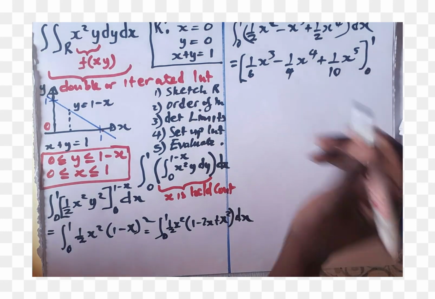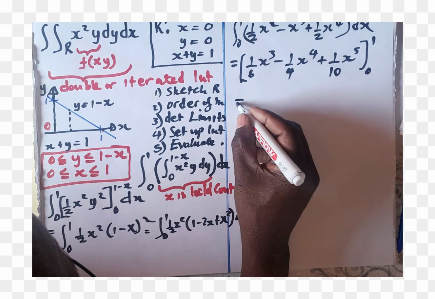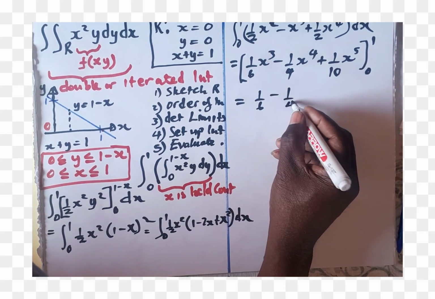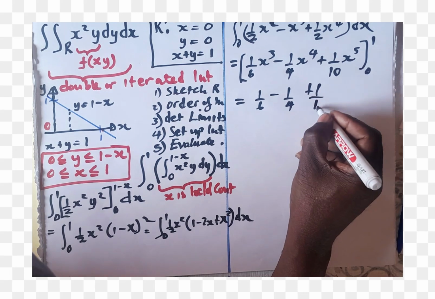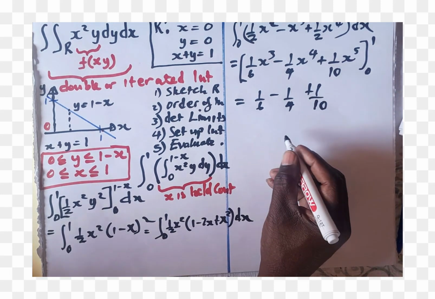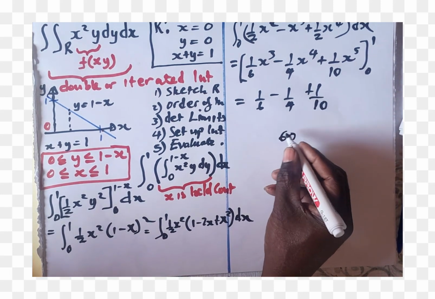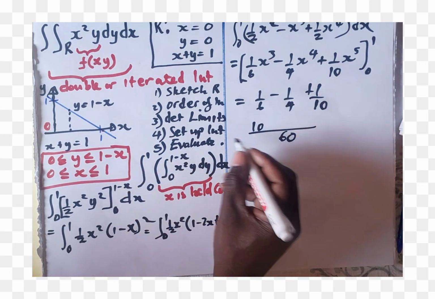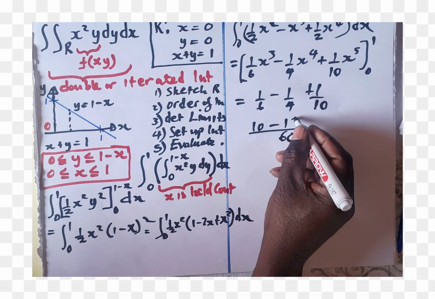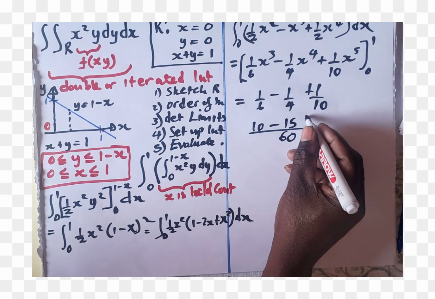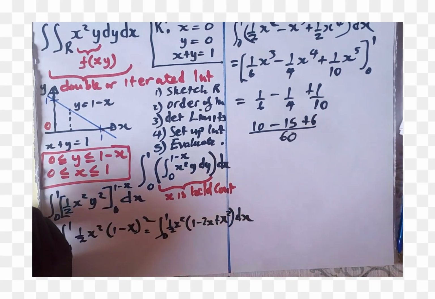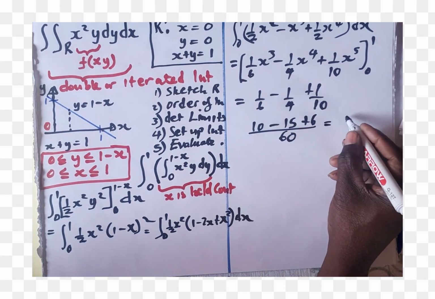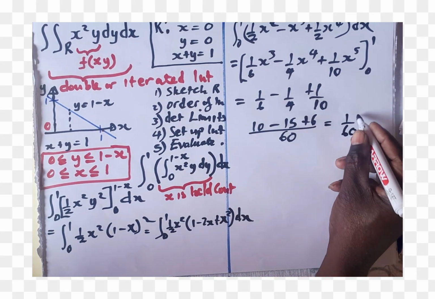Well, 0 gives us nothing, so that finally gives us 1 over 6 minus 1 over 4 plus 1 over 10. Common denominator, 60. So 60 here, 6 into 60 gives us 10. 4 into 60 gives us 15. 10 into 60 gives us 6. Well, 10 plus 6 minus 15 is equal to 1. So the final answer is 1 over 60.